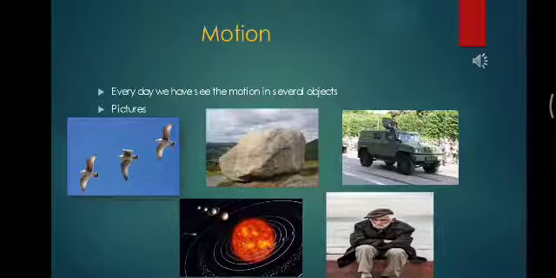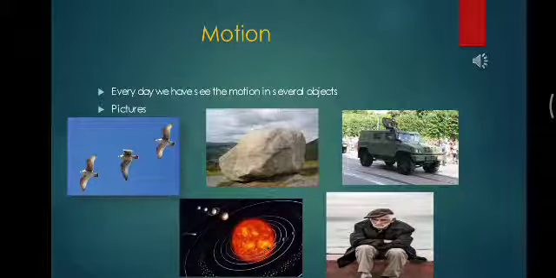First is motion. In our everyday life, we can see the motion of several objects. Here, I have given pictures. Some pictures present direct motion, some have indirect motion, and some pictures show the absence of motion. You have to observe the pictures and find out the answer.